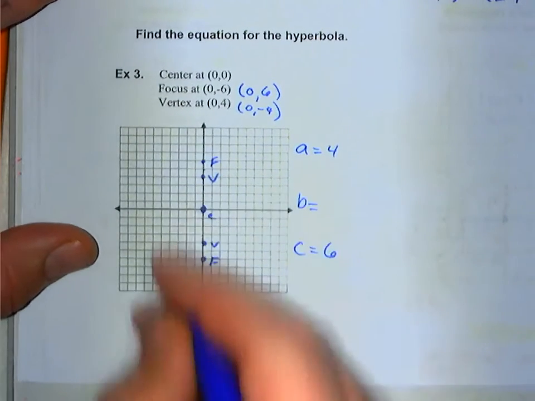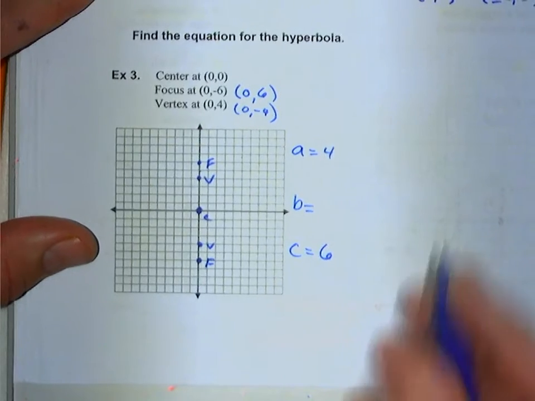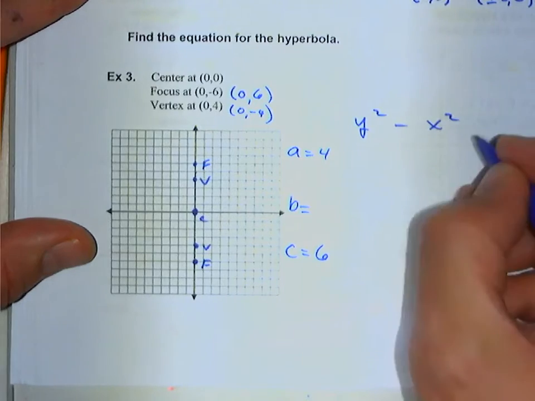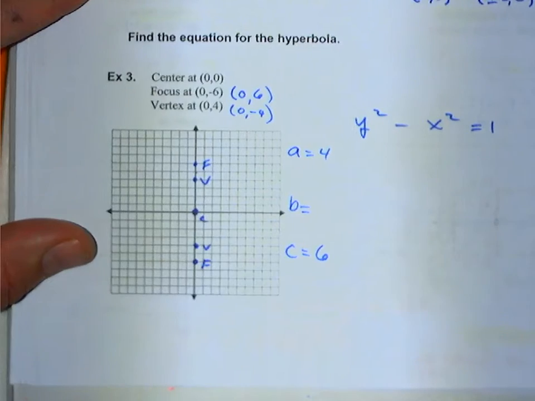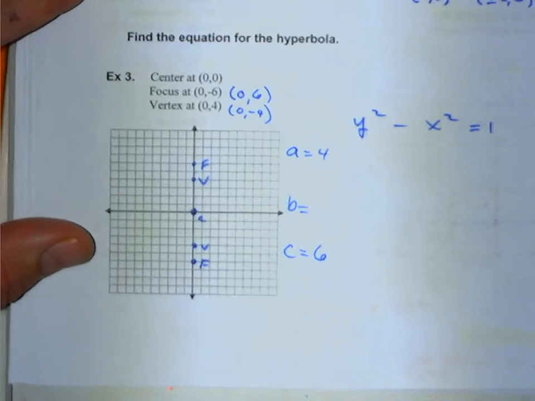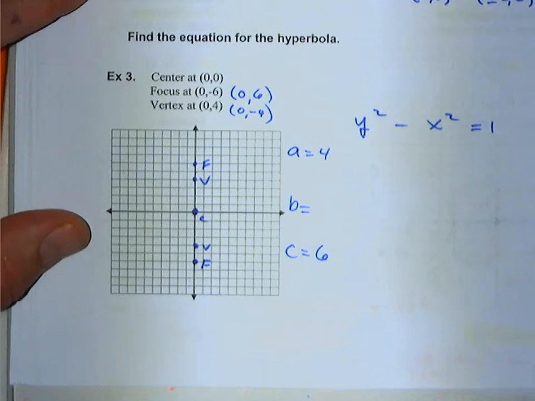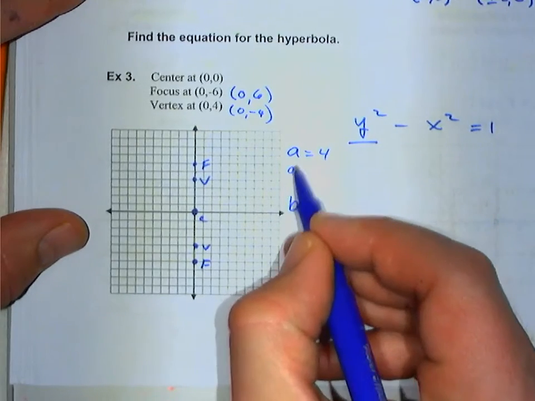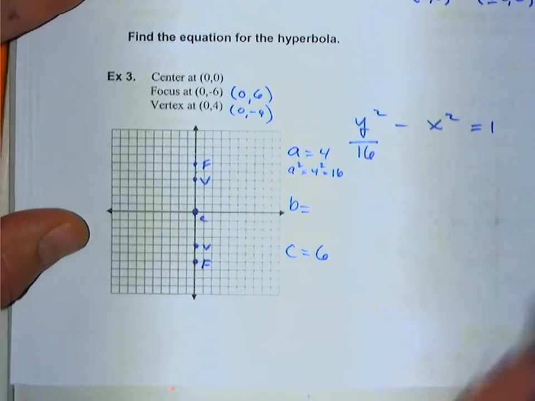Because I'm going up and down on the y-axis, I know who's first. Who's first? The y's are first, so I know this is y squared minus x squared equals 1. There is no h and k because my center is 0, 0, right? So it's x minus 0, which is just x, and then squared. y minus 0, which is just y squared. I also know A squared is first. So I know A squared goes here. A squared is 4 squared, which is 16, goes here.